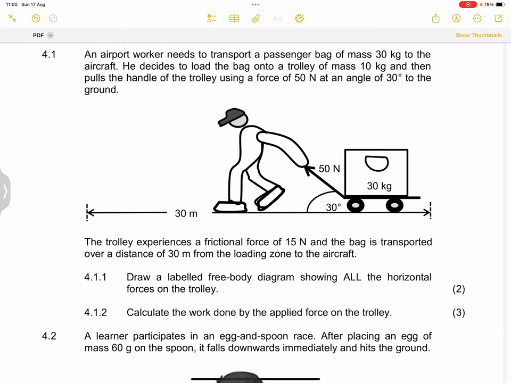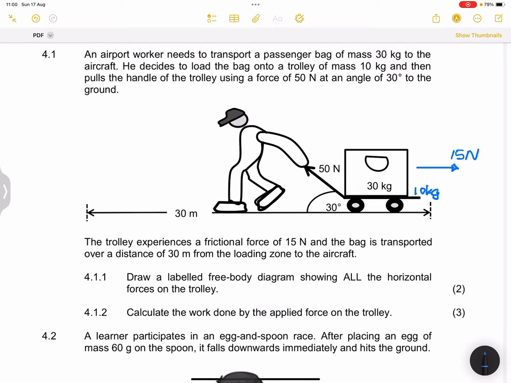Okay, so I just need to make sure that I remember that our trolley is 10 kilograms. It's easy to forget those things. Right, so now they say to us the trolley experiences a frictional force of 50 newtons. So we know we've got 50 newtons acting opposing the trolley. Right, and the bag is transported over a distance of 30 meters, that's indicated there, from the loading zone to the aircraft.